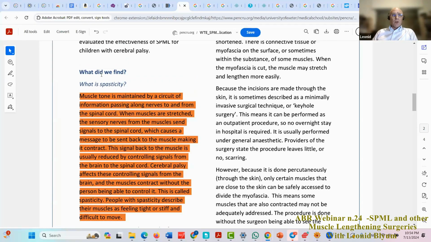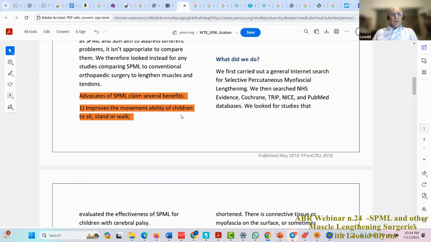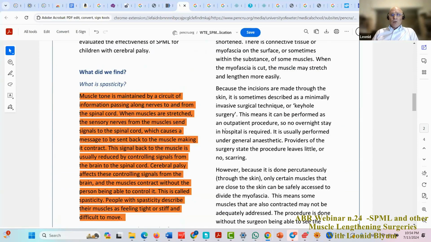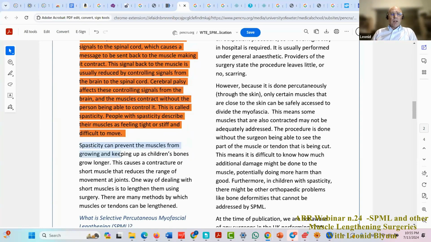And this is where it all starts from, right? It starts from here. In this lecture, in this kind of short presentation, they try to reiterate the explanation of how the whole spasticity thing works. And here it is. Muscle tone is maintained by a circuit of information passing along nerves to and from the spinal cord, and so on. Muscles are stretched, the sensory nerves send the signal. Cerebral palsy affects those controlling signals from the brain, and the muscles contract without the person being able to control it. That's the spasticity. That's the explanation, okay? And spasticity can prevent muscles from growing and so on, right?